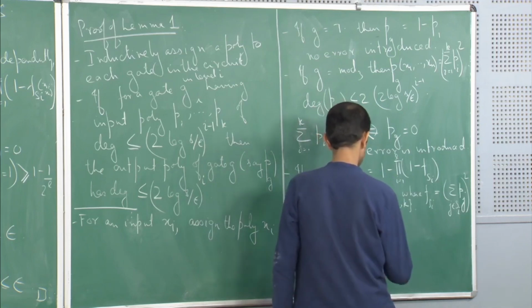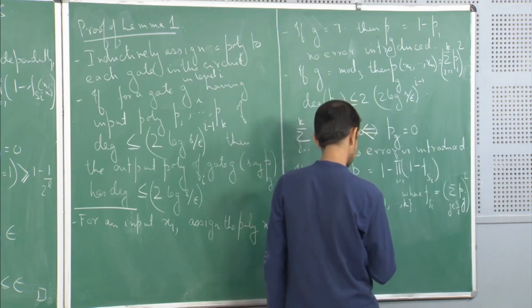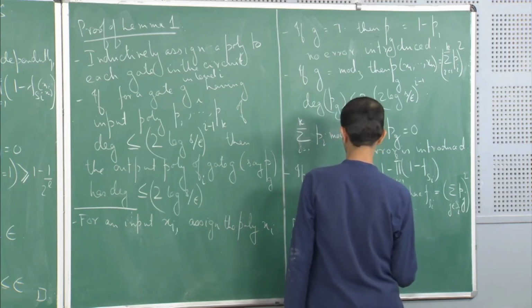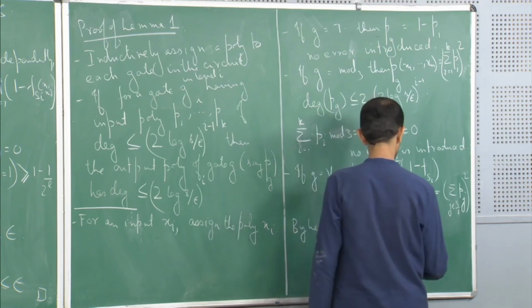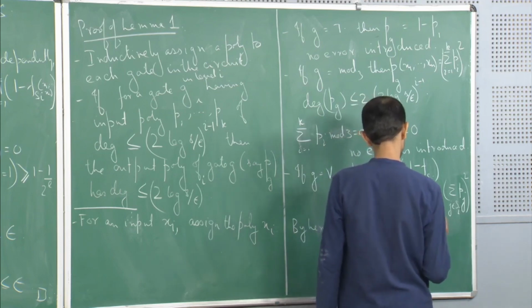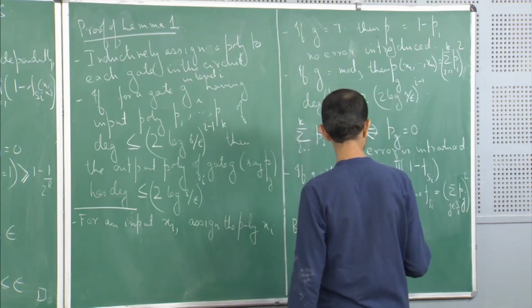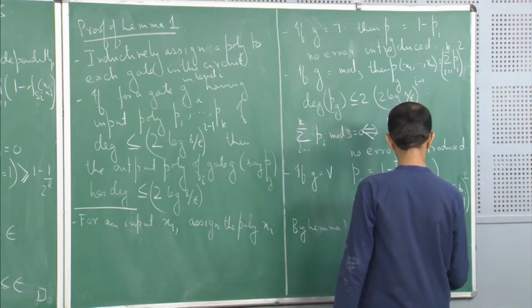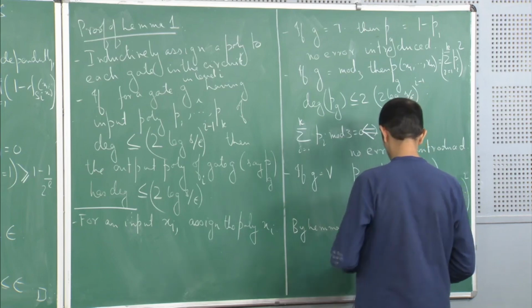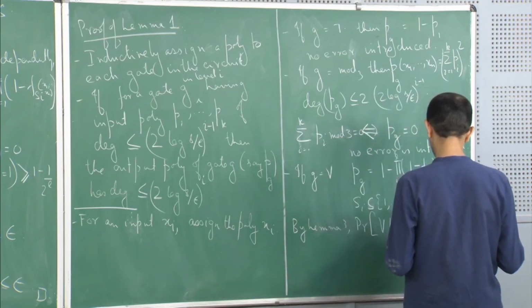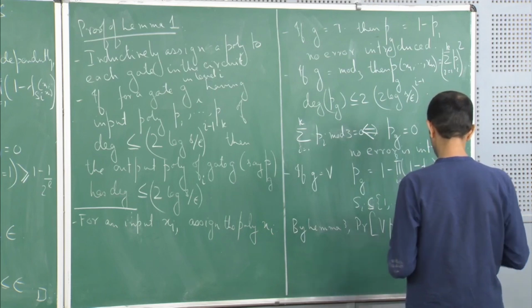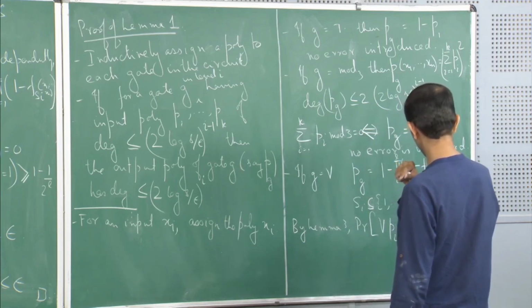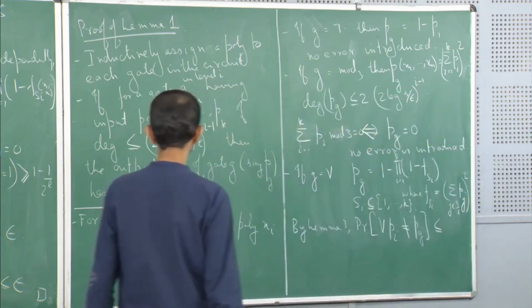There exists a choice of S1 up to SL such that the probability that the OR of my Pi's is not equal to Pg is at most epsilon by S. So this actually depends on my choice of L over here.